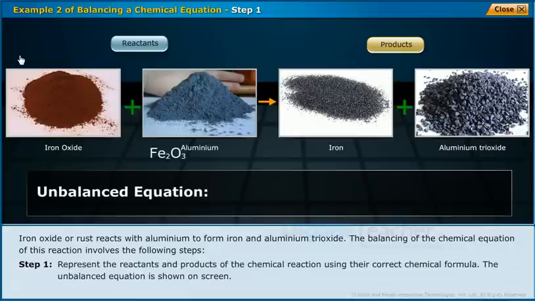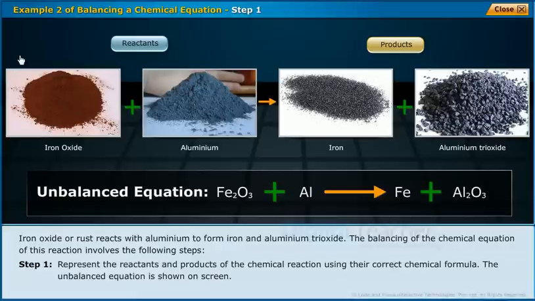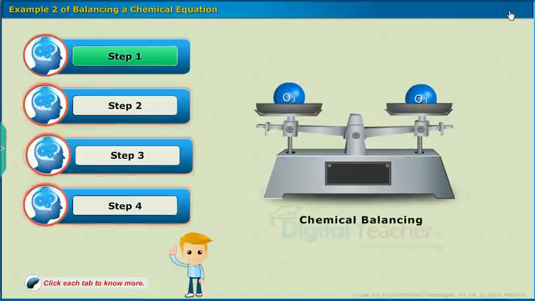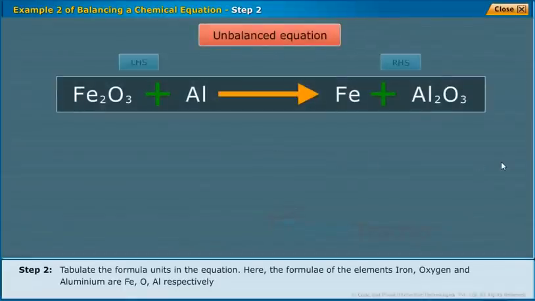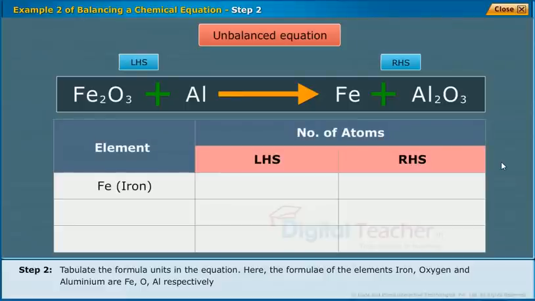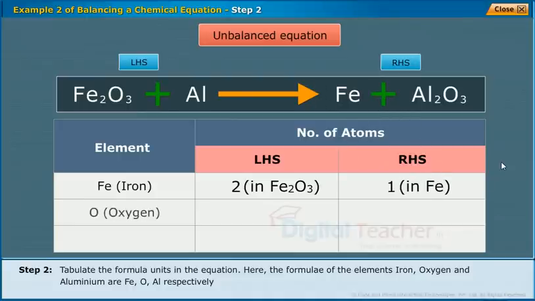Step 1. Represent the reactants and products of the chemical reaction using their correct chemical formula. The unbalanced equation is shown on screen. Step 2. Tabulate the formula units in the equation. Here, the formula units are the elements iron, oxygen and aluminium: Fe, O, Al respectively.